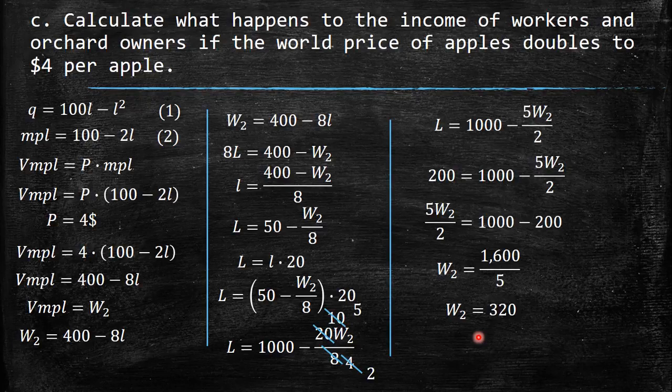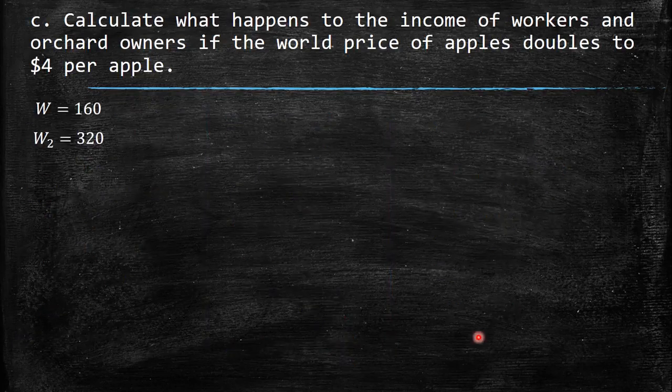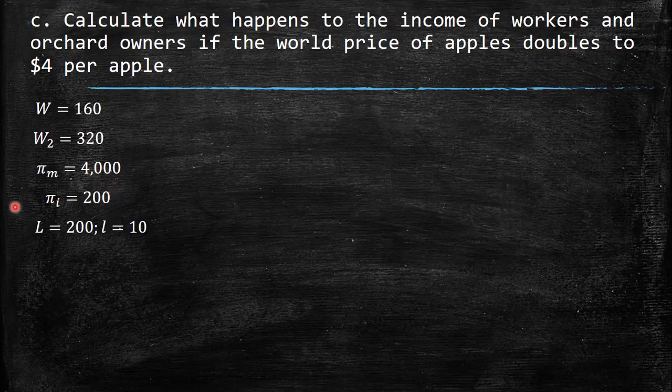Let's see if the profit returns the same. Then you have here W initial, which should be 160. The other one should be 320, and the profits of the market were 4,000, which was 200 for each orchard. Automatically, with higher salaries, we expect that these should be higher, right? Let's see if it's double again.